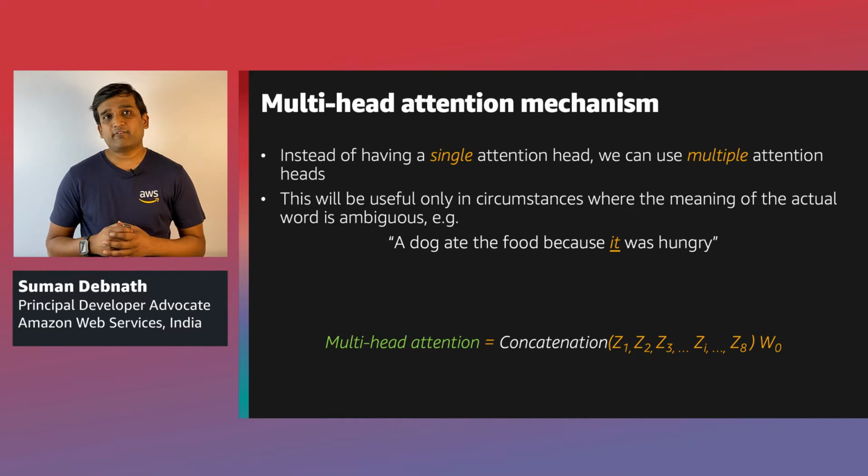But instead of having a single attention head, we can always create a multi-attention head, namely Z1, Z2, and so on. And this is going to be very useful in circumstances where the meaning of the actual word is ambiguous in the sentence. Like in this example, the word it is ambiguous, as it may refer to a dog or to food.